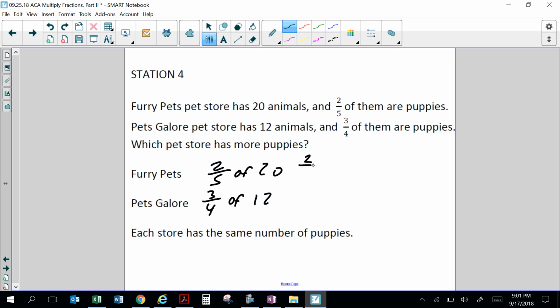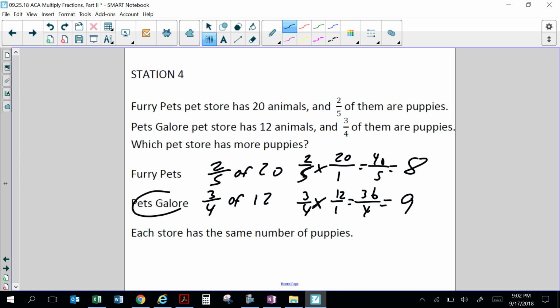So 2/5 times, we're finding part of it, so we know our answer will be less than 20. How would you write 20 as a fraction? What number would you put below it? A 1. That's 40 divided by 5 is 8. What about Pets Galore? 3/4 times, how would you write 12 as a fraction? 12/1. That's 36 divided by 4 is 9. So Pets Galore has more puppies.